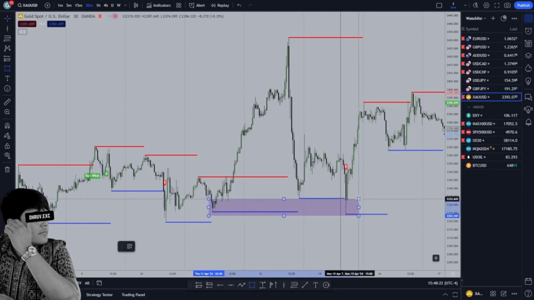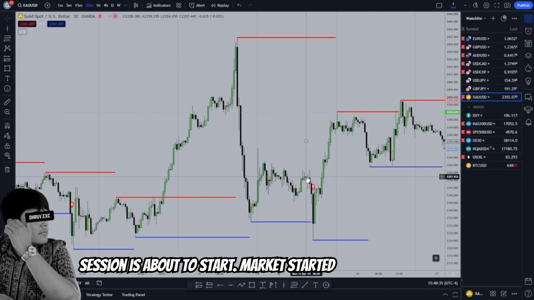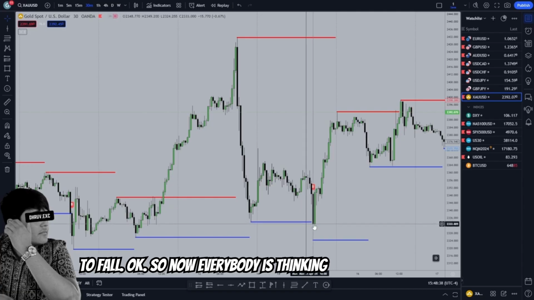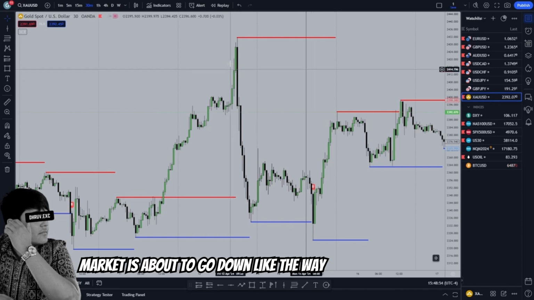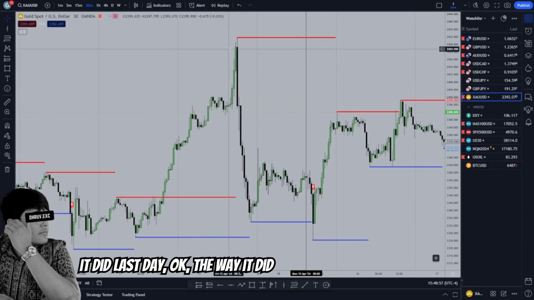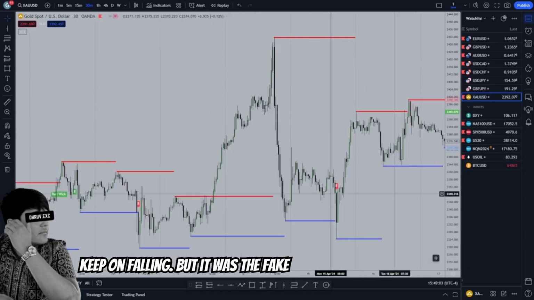But what happens when New York starts? The big guys created a fake narrative that the market is falling. Everybody is looking. When the market opened at around 8 o'clock, as the New York session was about to start, the market started to fall. Everybody is thinking, after seeing these big candles and this breakout, that the market is about to go down the way it did yesterday, and it will just keep on falling. But it was a fake move.